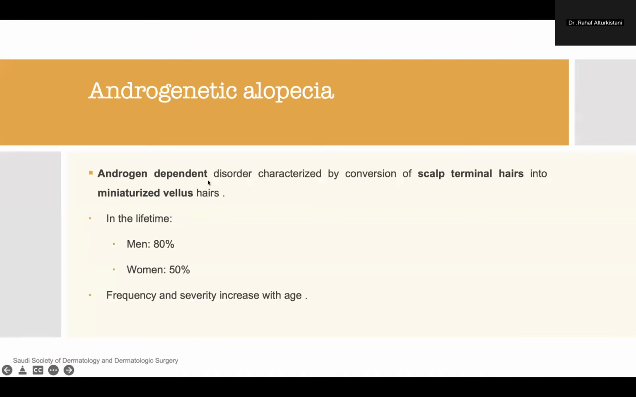Androgenetic alopecia. Androgenetic alopecia is an androgen-dependent disorder characterized by the conversion of scalp terminal hair into miniaturized vellus hair. It can be found in around 80% of men and 50% of women. The frequency and severity, of course, increase with age.